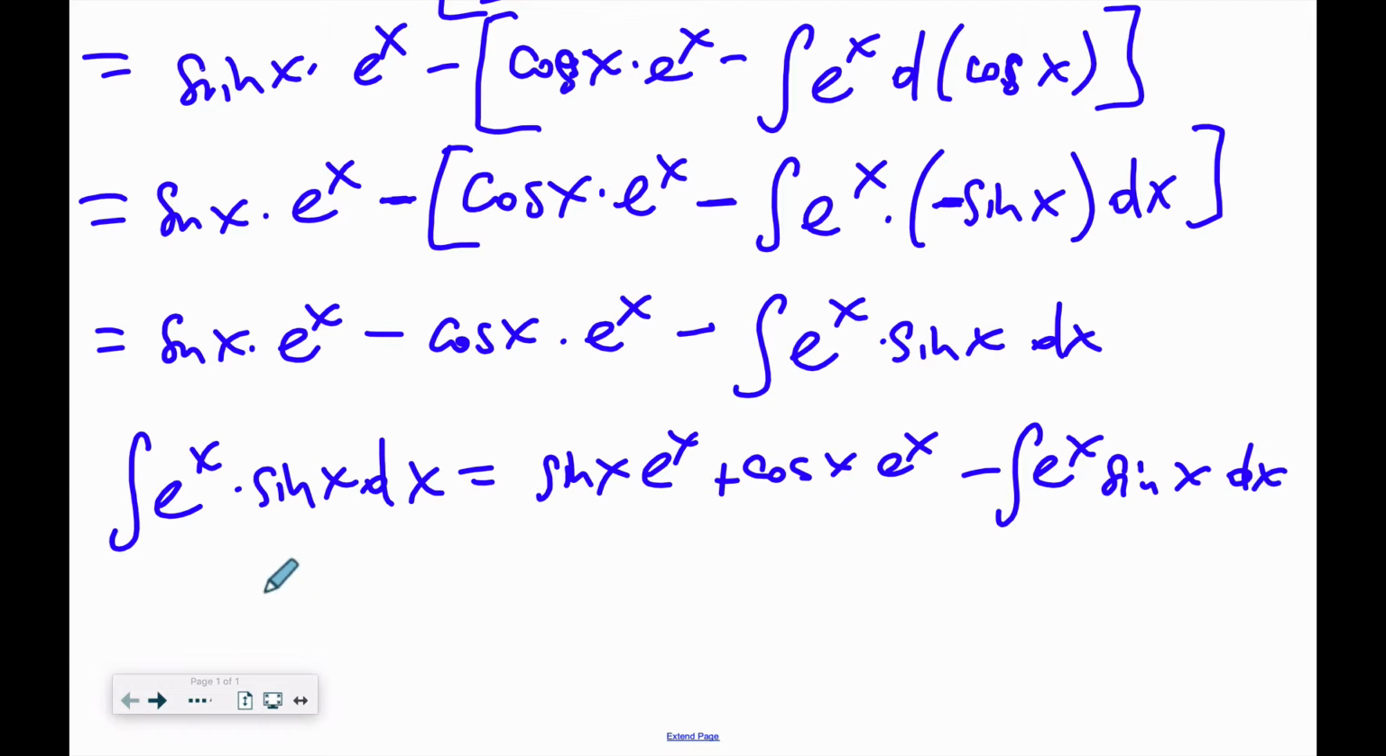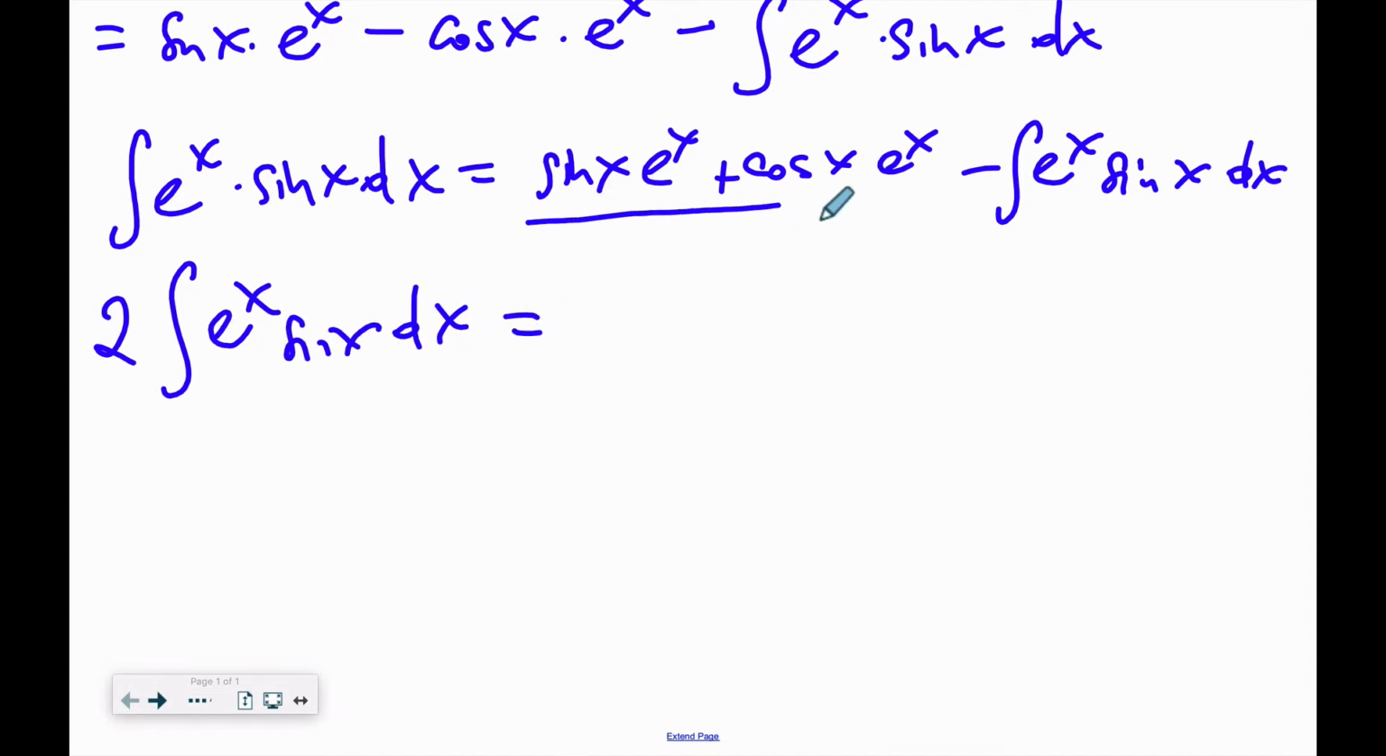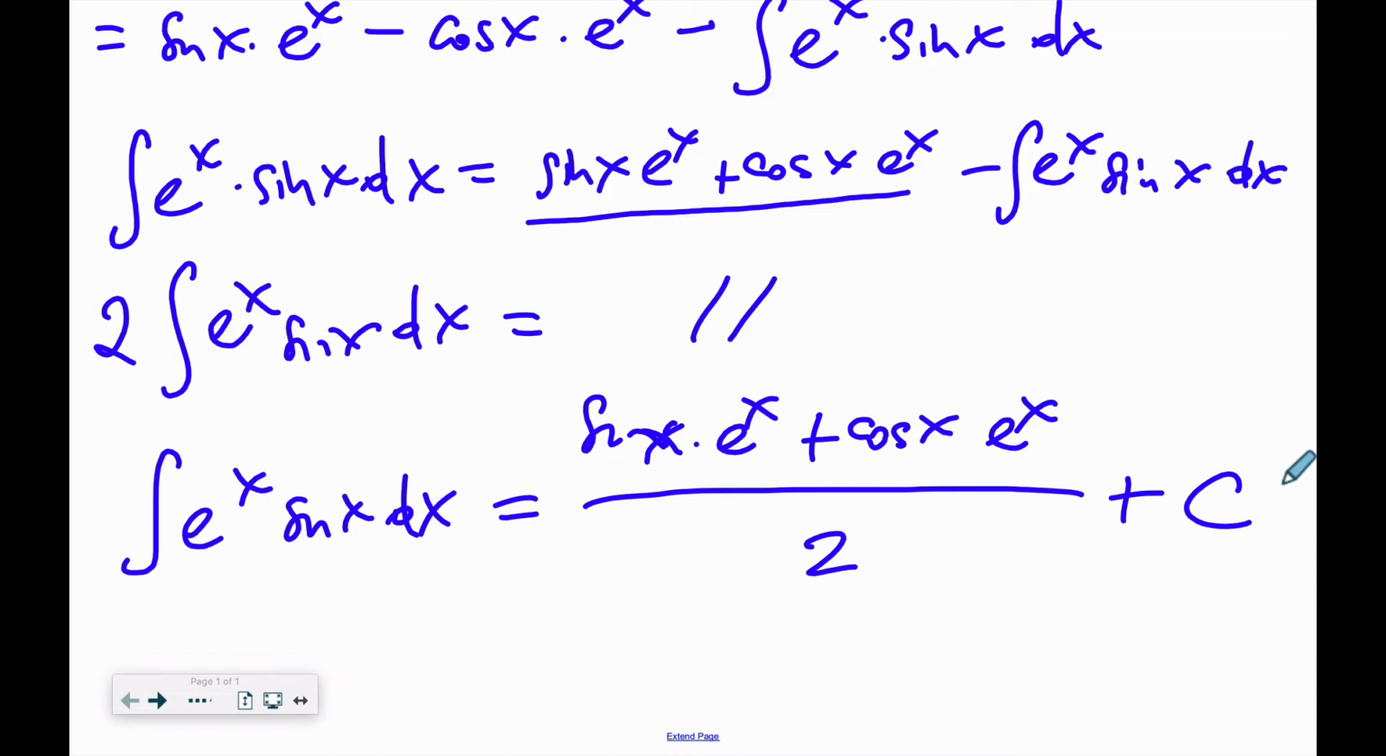So let's bring this integral to the left hand side, and after you do that, it becomes 2 times the integral of e^x sine x dx will be equal to everything here. Finally, the integral of e^x sine x dx will be equal to sine x e^x plus cosine x e^x over 2. So this is the answer, and of course we need to add plus C in the end. Okay, so this is it.